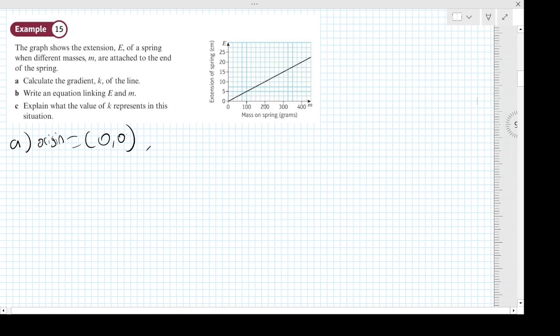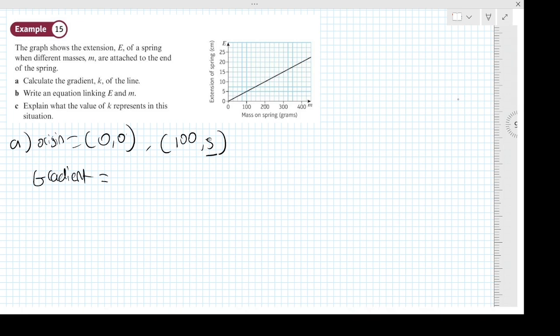Another point we could take on the line, if we read the graph, I think this point here is quite nice. So when m is 100, e is 5. There we are. So we've got 2 points on the line. Now we can compute the gradient. So the gradient is equal to change in y over change in x.